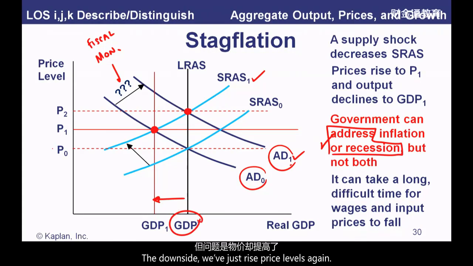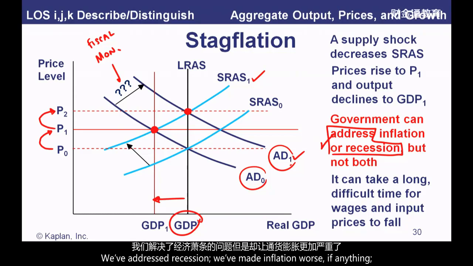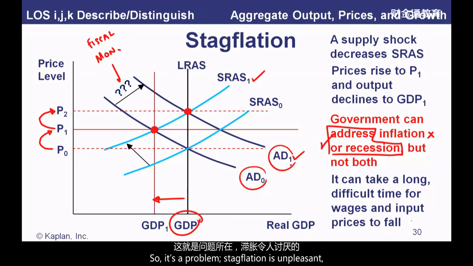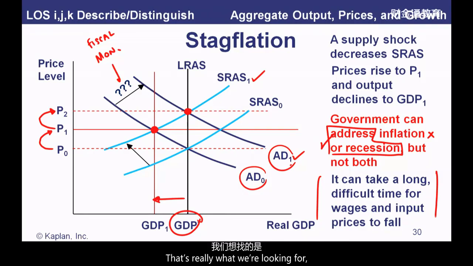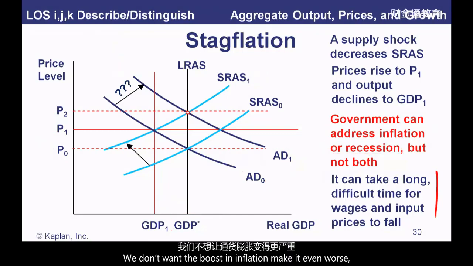The downside, we've just raised price levels again. We've addressed the recession. We've made the inflation worse, if anything. So it's a problem. Stagflation is unpleasant. It takes a long, difficult time for wages and input prices to fall. That's really what we're looking for. We don't want to boost inflation, make it even worse. We just wait for the supply curve to come back down.